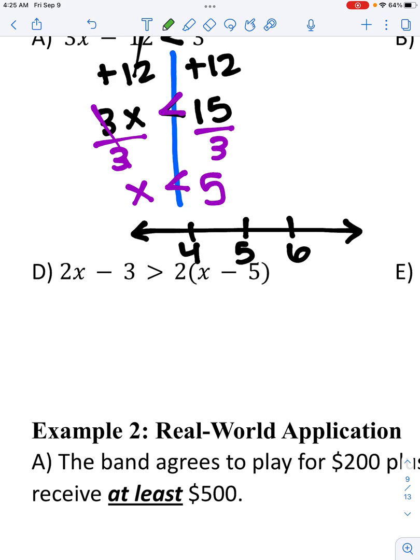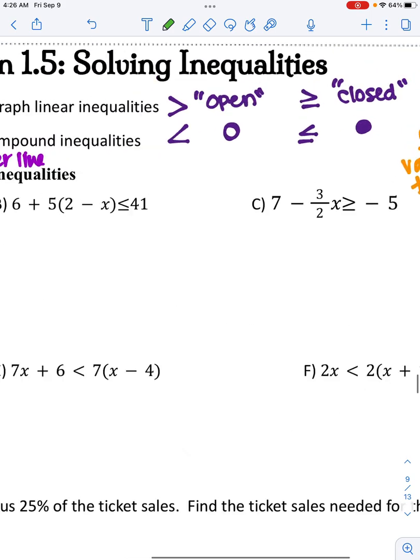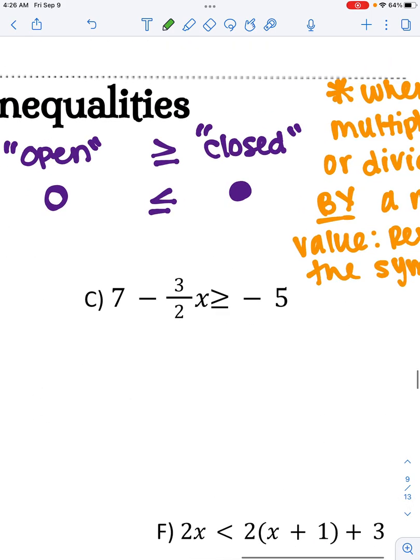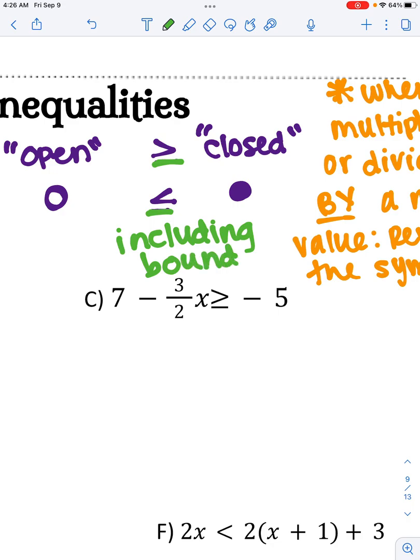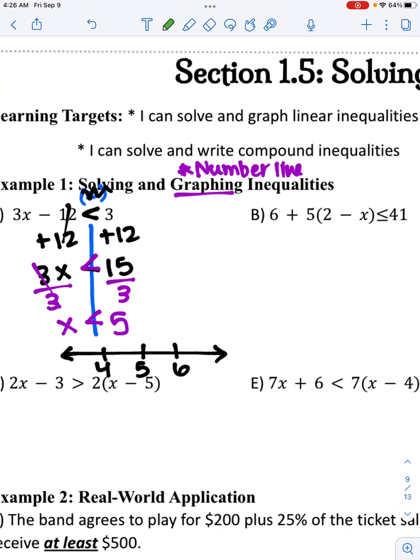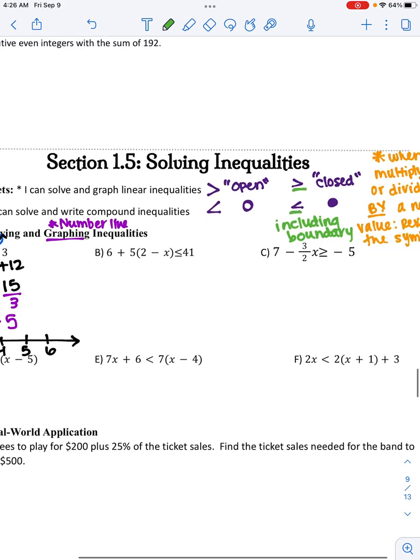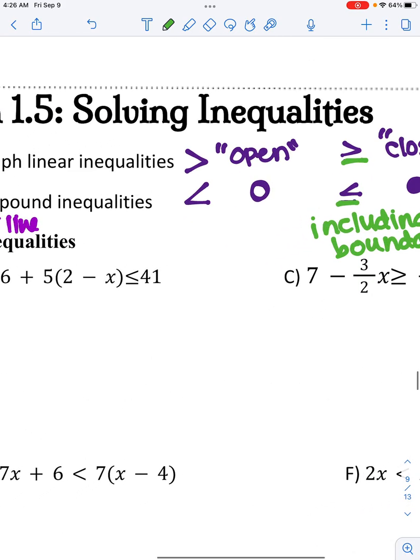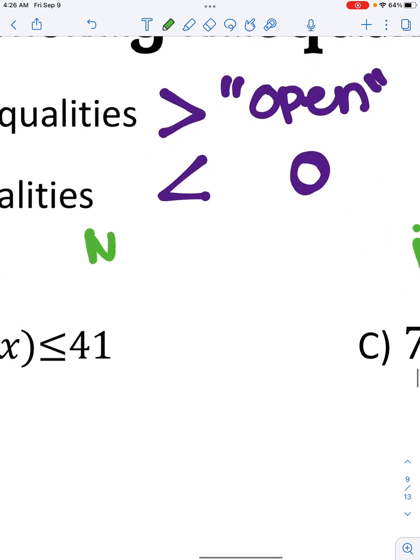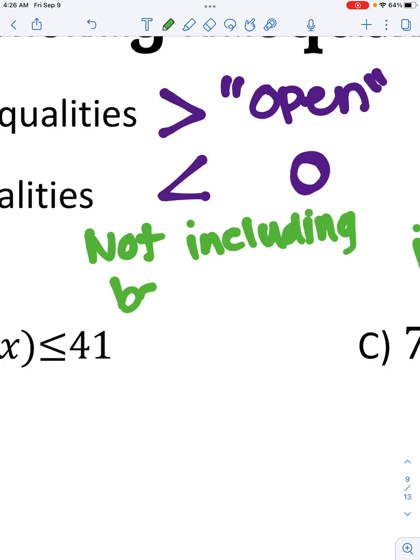Then I'm going to follow these rules. If I have the underline underneath that symbol, that means it's also including the boundary value. Like in that first example, 5 was the boundary value. And if I don't have the underline, like over here, this is not including that boundary value.